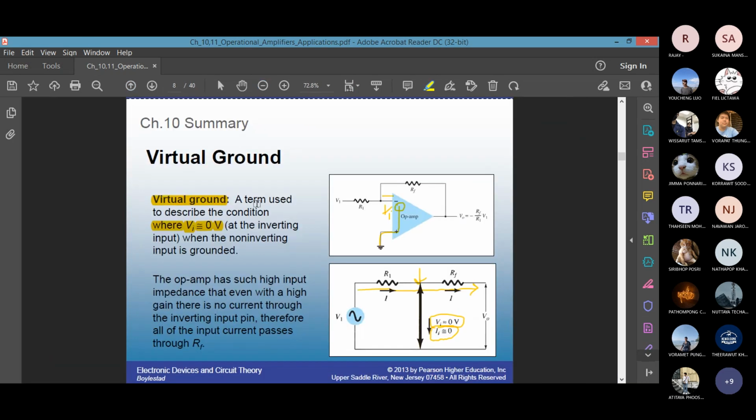So the main idea here is that a virtual ground is not a real physical ground or a real physical short circuit. It's a term to describe the condition of the inverting pin voltage when the non-inverting input is grounded. That is the meaning of virtual ground. Sometimes in some semesters the question is asked and you are expected to describe it. Some semesters I ask, some semesters I skip it. To the next one then. You are ready for the next slide? Yes, sir.